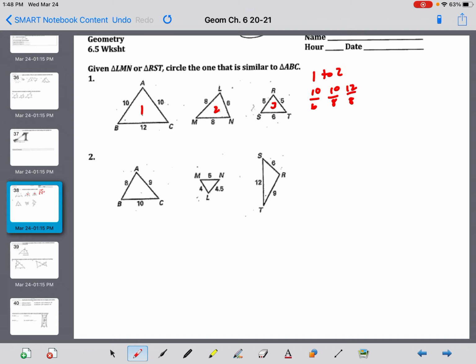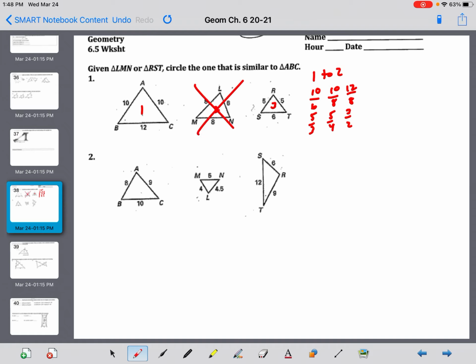So if you look at all 3 of these ratios, they do not simplify to the same thing. 10 over 6 divides by 2, that'd be 5 over 3. 10 over 8 divides by 2, that'd be 5 over 4. 12 over 8 divides by 4, and it'd be 3 over 2. So none of those ratios match. So it's not LMN. That one is not similar to ABC.